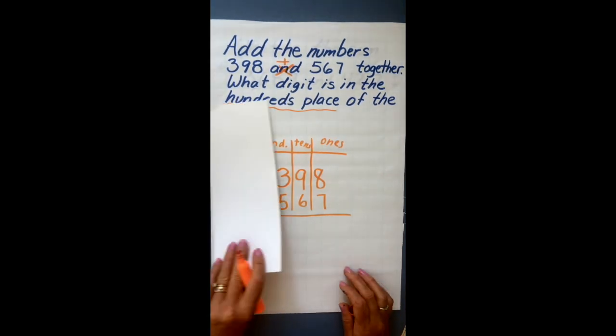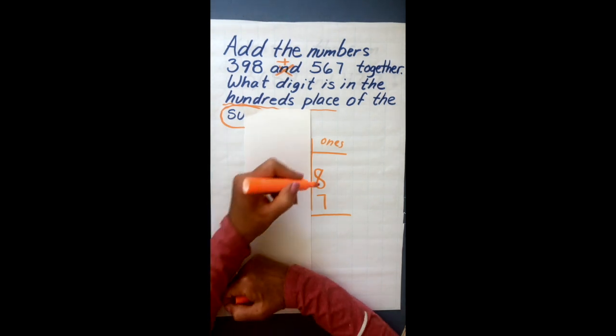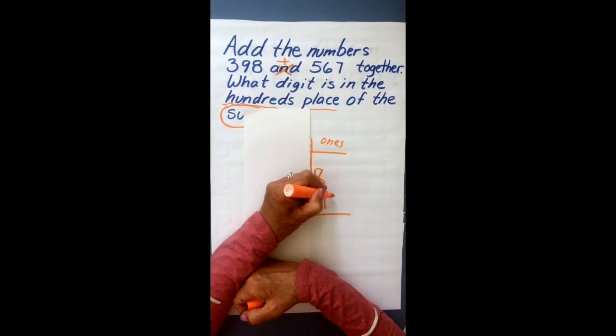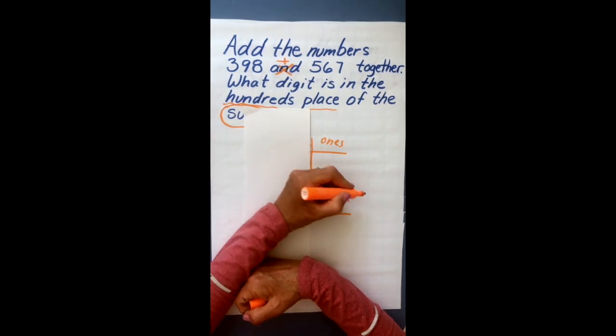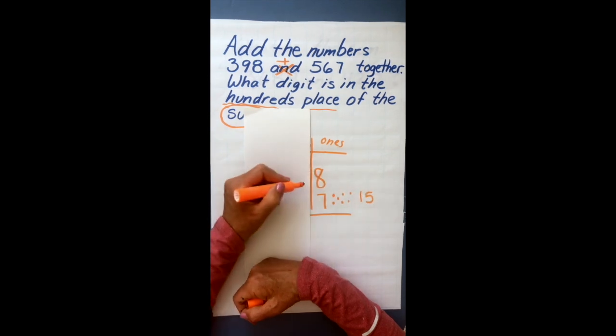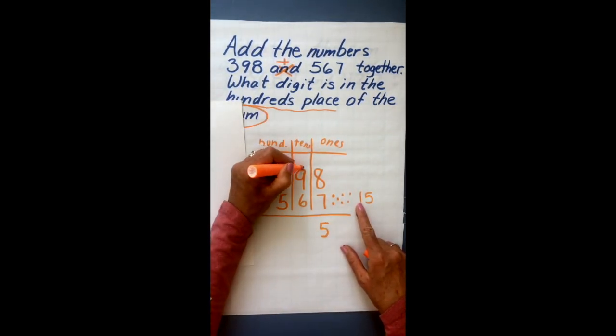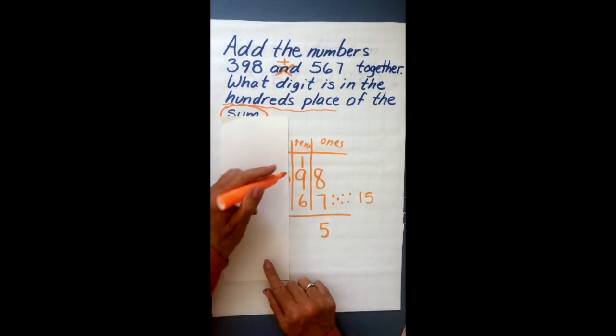So remember, I first start in the ones house. I always start with the biggest number here, and then I count on: 8, 9, 10, 11, 12, 13, 14, 15. So that added up to 15, so I know the ones place goes down and the tens place goes up. Now I'm going to go to the tens house.